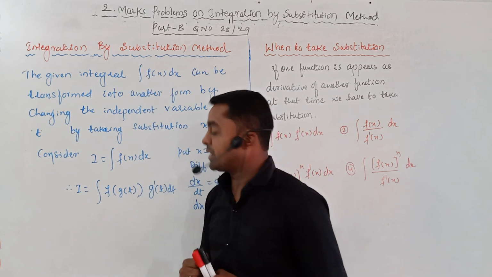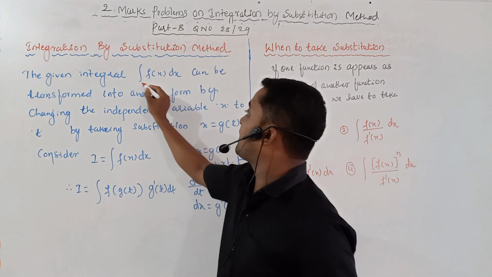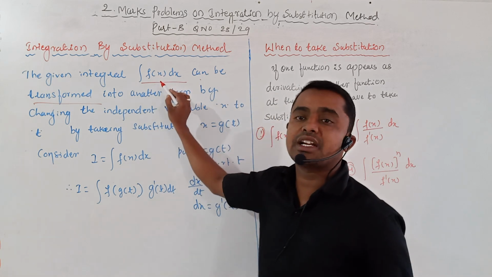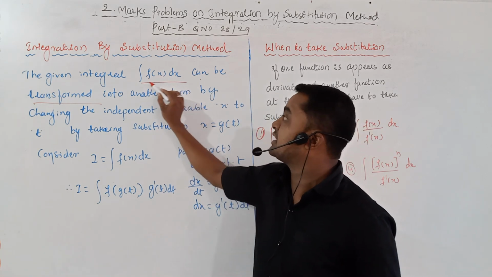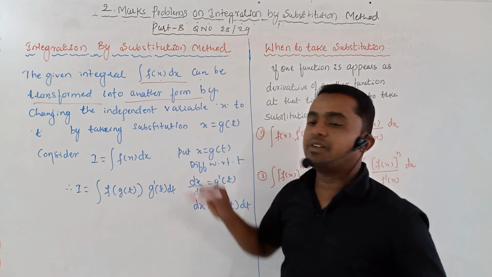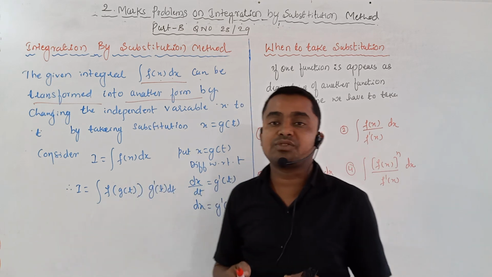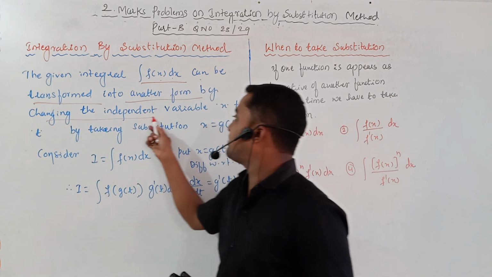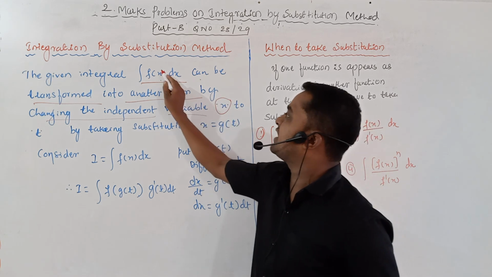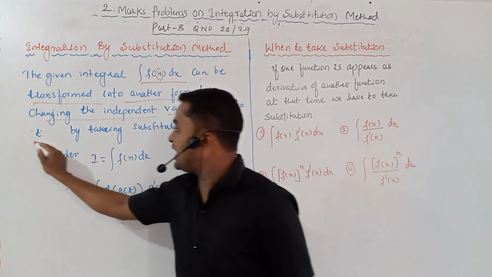Integration by substitution method. Here the given integral of f of x dx can be transformed into another form. How are we transforming it? By changing the independent variable x. Here x is the independent variable in the function.